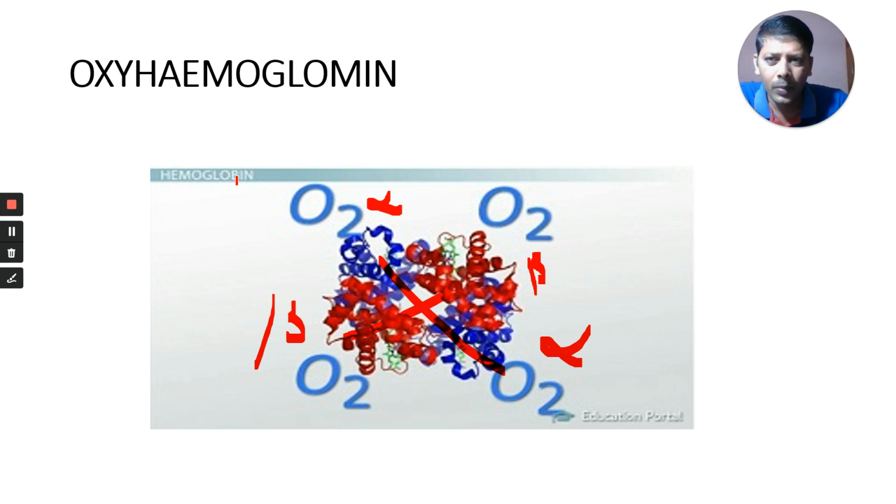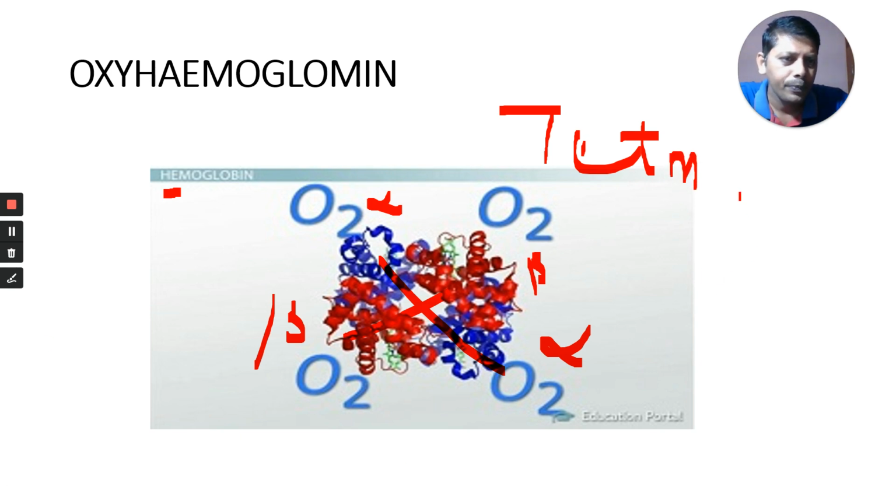This is the structure of oxyhemoglobin, oxygen bound with hemoglobin. If you observe the hemoglobin molecule, there are four polypeptide chains, two alpha chains and two beta chains. That is why it is called a tetramer. Hemoglobin is a tetramer. It is a conjugated protein.